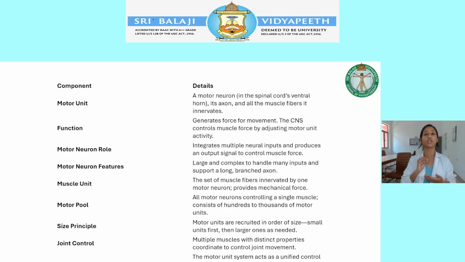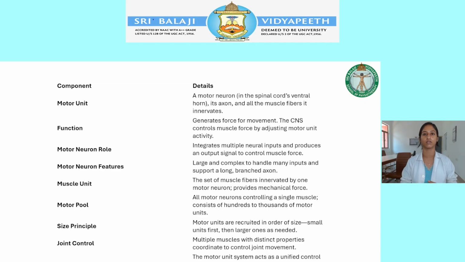So initially you are going to recruit small motor units, and larger ones you are going to require whenever they are needed. And this motor unit is going to work on joint control and system behavior. It is like multiple muscles with distinct properties. It is going to coordinate and control the joint movement. So these are the basic features of the motor unit.